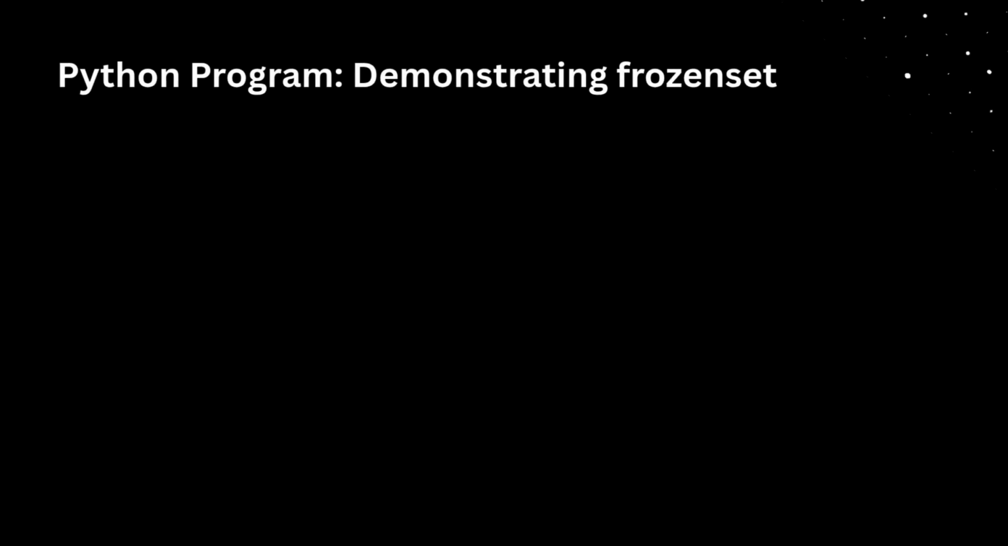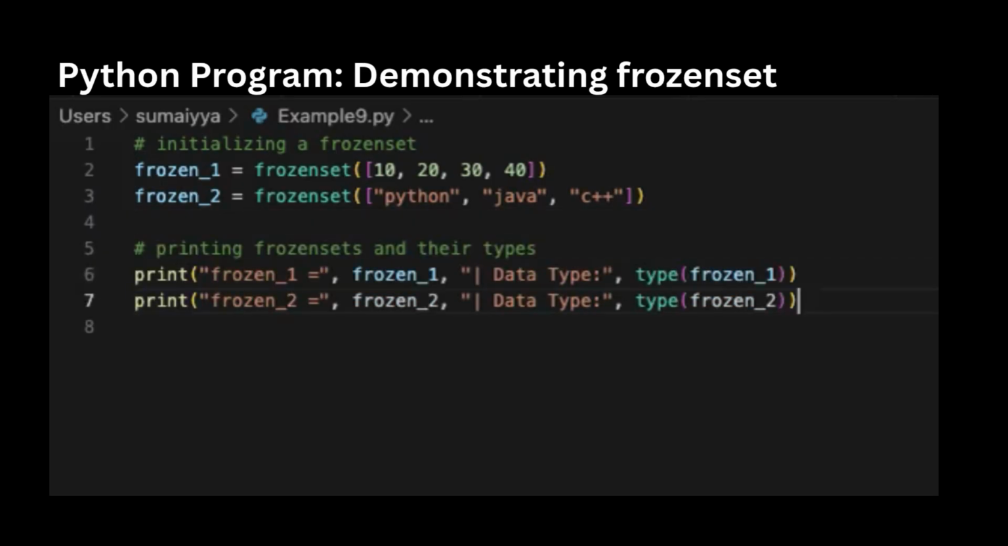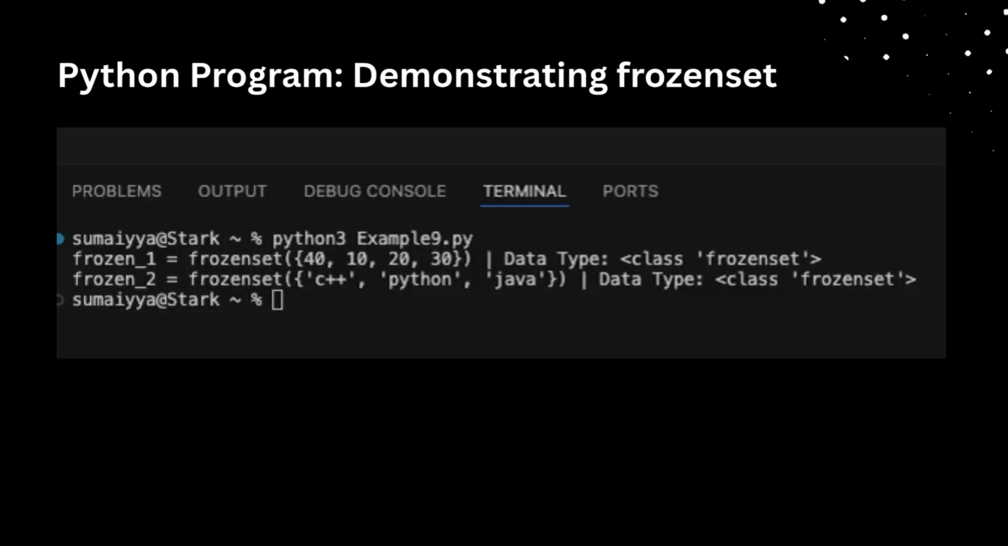Now let's see the program for frozen set. A frozen set works just like a set, but it is immutable, meaning that once created we cannot add or remove elements from it. Here frozen 1 contains integers and frozen 2 contains programming languages. Both are of type class frozen set. So remember, use a set when you need a collection of unique elements that you might want to modify, and use a frozen set when you want your collection to remain unchanged.